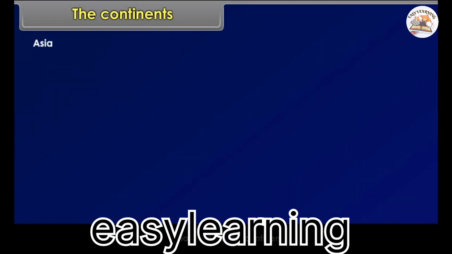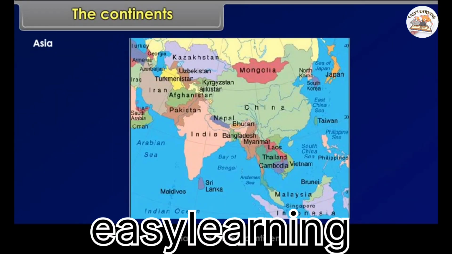Asia. Asia is the largest continent. It covers about one third of the total land area of the Earth. Asia lies in the Eastern Hemisphere. It is separated from Europe by the Ural Mountains on the west. The combined landmass of Asia and Europe is called Eurasia.